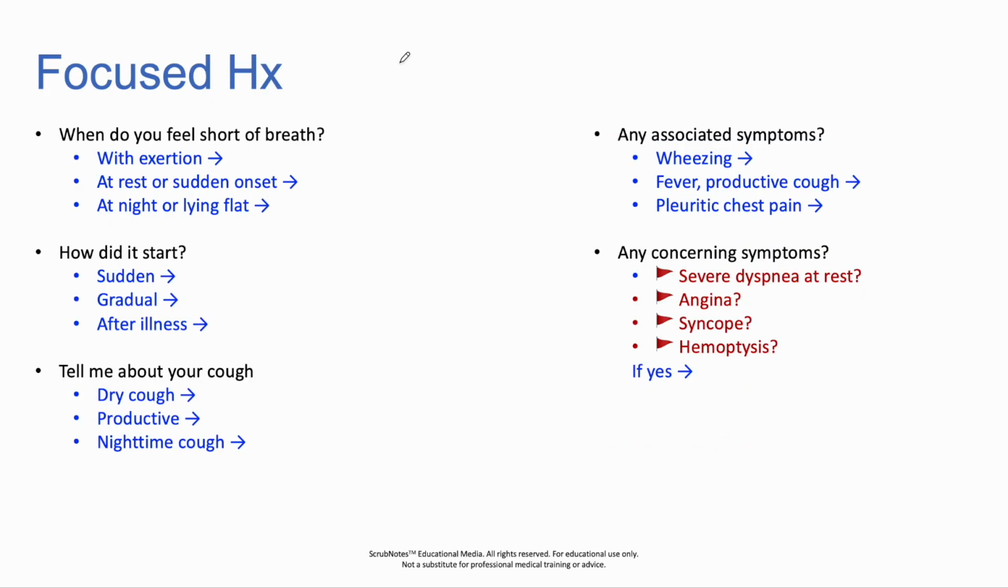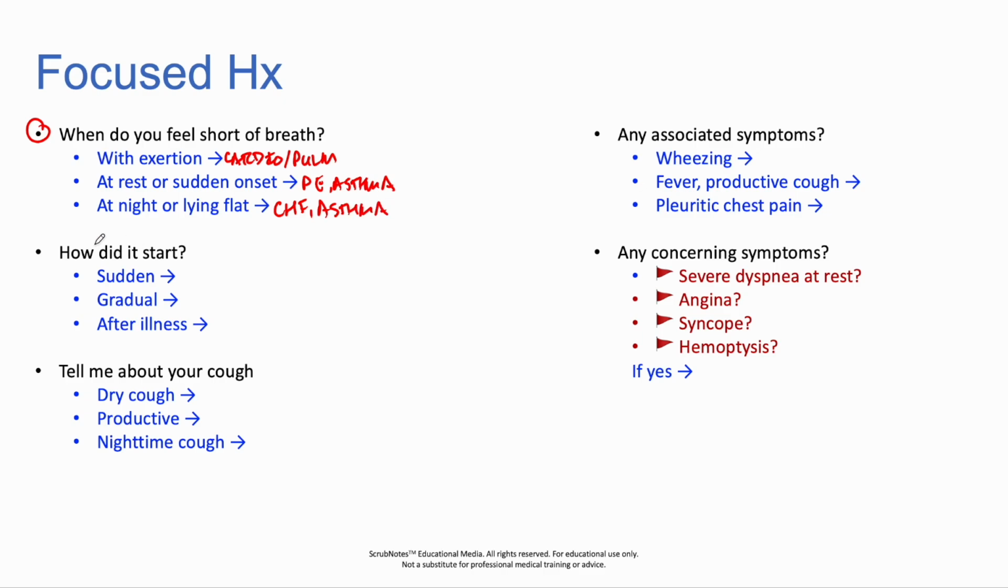So here's some focused history questions we can ask to help narrow down our differential list quickly. To start, you could ask, when do you feel short of breath? If it's with exertion, I'd be thinking cardiopulmonary cause. At rest or sudden onset, I'm more concerned about a PE or severe asthma. At night, or lying down, that could be indicative of congestive heart failure or asthma.